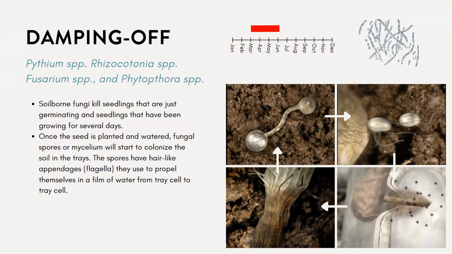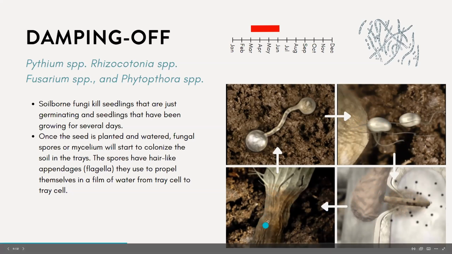And once the seed is planted and watered, these fungal spores that are present in the soil, or the mycelium, they'll start to colonize within that soil tray. And then the spores, they have these hair-like structures called flagella, and they use that to propel themselves toward the host plant. So here's kind of a graphic of where it's infecting the plant. And once it infects the plant, it's going to kill off the cambium tissue in the root.